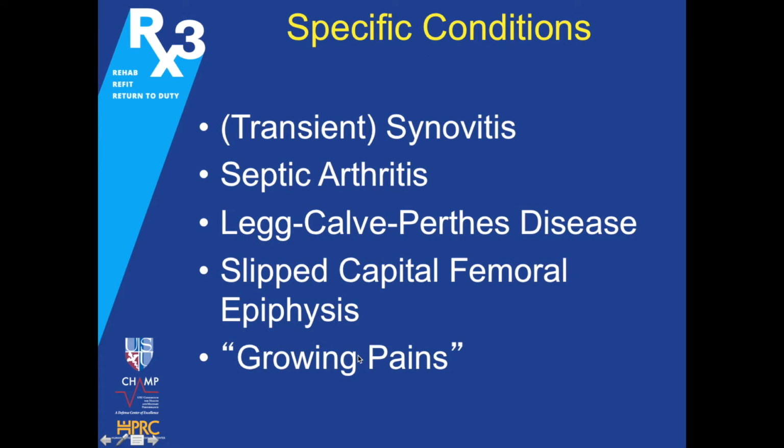Let's talk about some specific conditions in a little more detail. Remembering that septic arthritis is in that 1 to 3 age range. Transient synovitis is 4 to 10 years of age. Legg-Calvé-Perthes is also in that 4 to 10 years of age. Slipped capital femoral epiphysis, or SCFE, is in your 11 to 16 years of age. And we'll also discuss, does growing pains really exist?